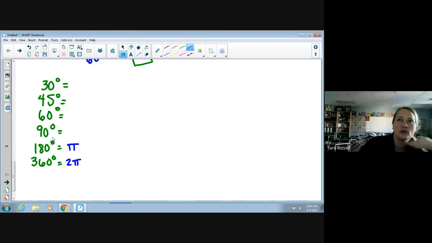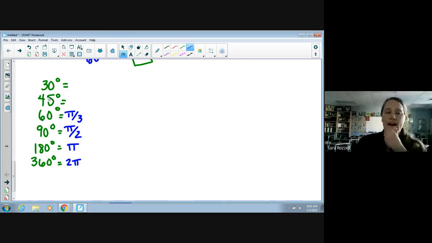90 degrees was a quarter, which was pi over 2. We did 60 degrees just now, and that was pi over 3. 180 divided by 3 makes 60. 45, that's half of 90. So if you cut a half in half, you get a fourth, right? So that's pi over 4.